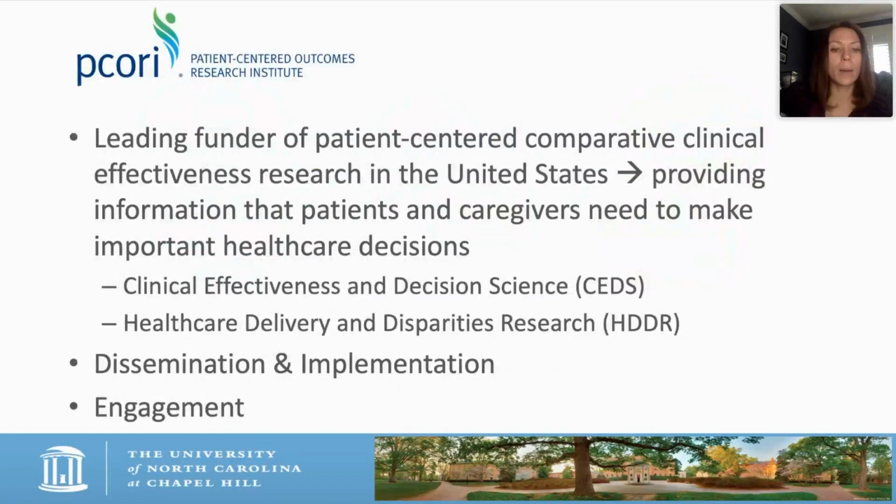So just a really quick word about PCORI. I had mentioned this is the leading funder of patient-centered comparative clinical effectiveness research. Comparative clinical effectiveness research is when we have treatment A and treatment B, and we know they both work.